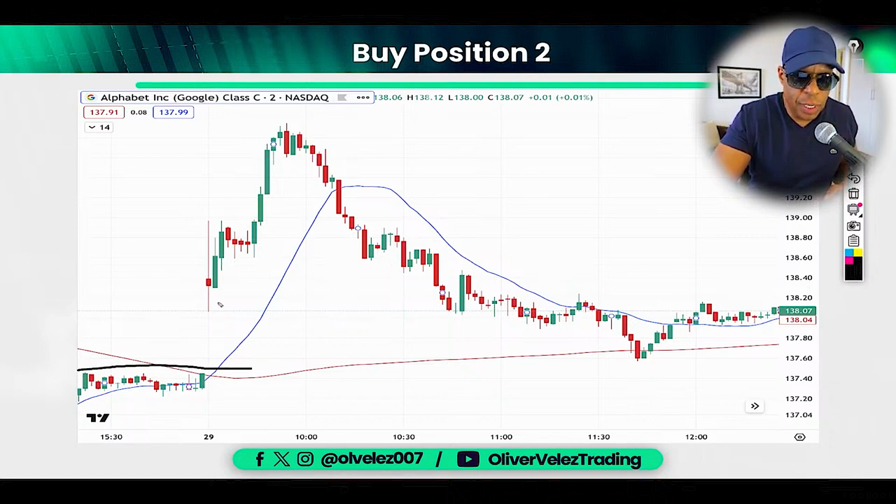Position 2. Here is a neutral bar. Neutral bars can be ignored until you get a color change. Here's a color change if you want, or a power bar.